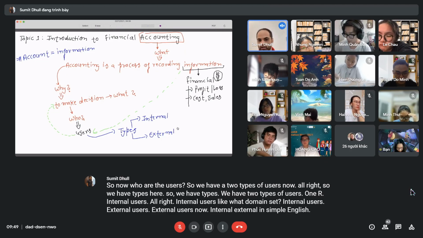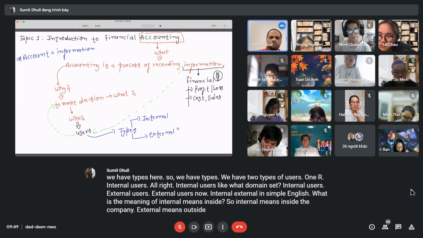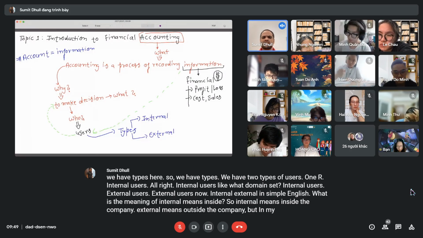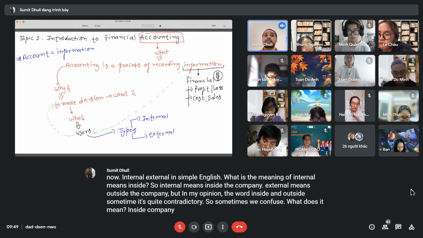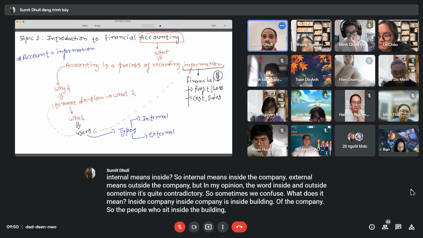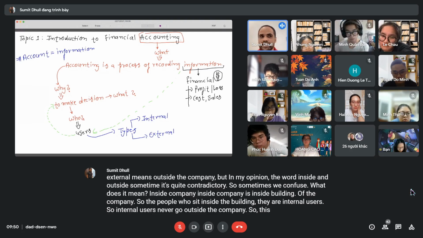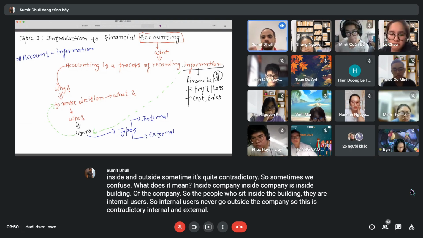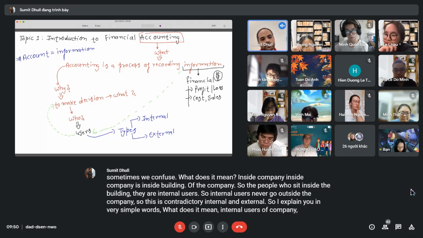In simple English, what is the meaning of internal? Means inside. So internal means inside the company. External means outside the company. But in my opinion, the words inside and outside sometimes are quite contradictory. So sometimes we get confused, what does it mean inside company? Inside company means inside the building of the company. So the people who sit inside the building, they are internal users. So internal users never go outside the company. So this is contradictory, internal and external. So I will explain in very simple words, what does it mean internal users of company? What does it mean external users of company?